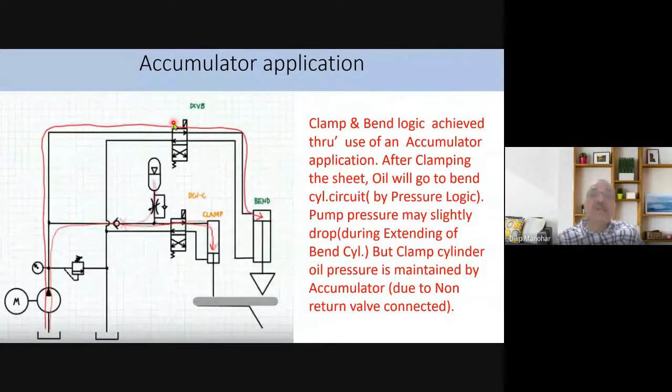One more accumulator design application is used for a clamping circuit. You can go through this. Here there is one more application. We have seen the two designs, clamp and bend cylinder. The same logic is used here. The clamp and bend circuit is using some direction control valve. But the point is the pump pressure is now replaced by the accumulator pressure. So it will continue to maintain the clamp pressure in spite of not being connected to the pump. This is my point about the accumulator. In the clamp cylinder circuit, clamp and bend application also will be done, plus you maintain the clamp pressure using the accumulator.